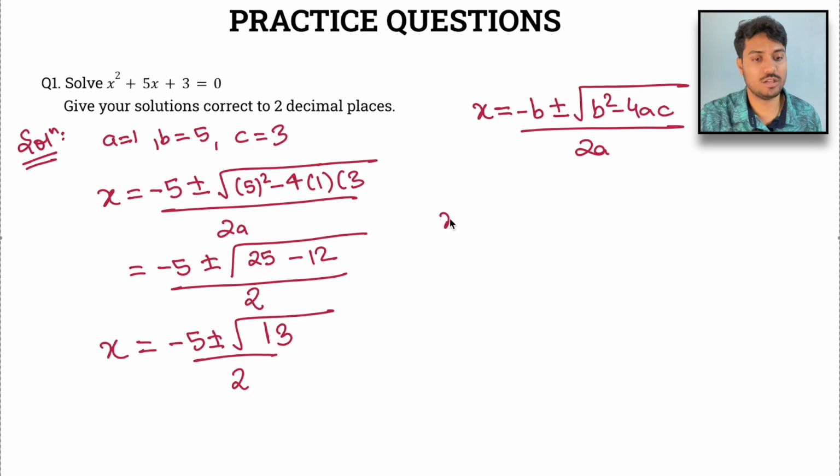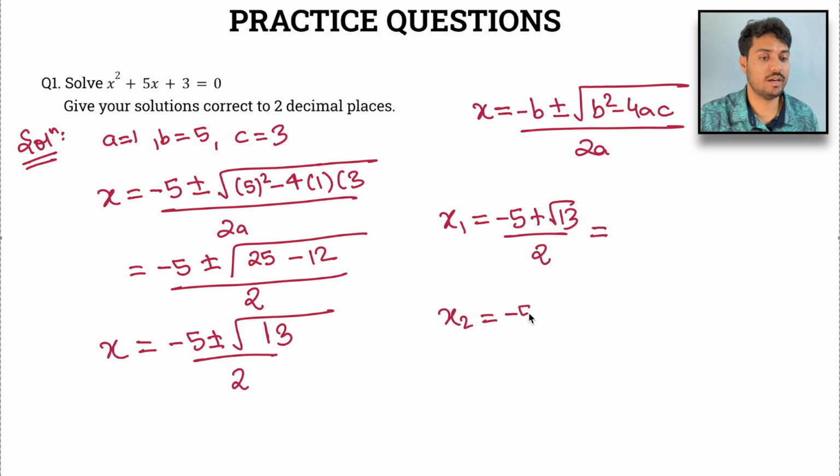Now from here we can write two solutions. The first solution x1 is minus 5 plus root 13 by 2, and then we can write it in decimal. Another solution is minus 5 minus root 13 by 2. So put this value in a calculator and you'll get the answer.